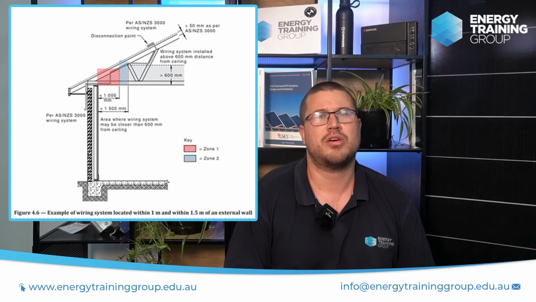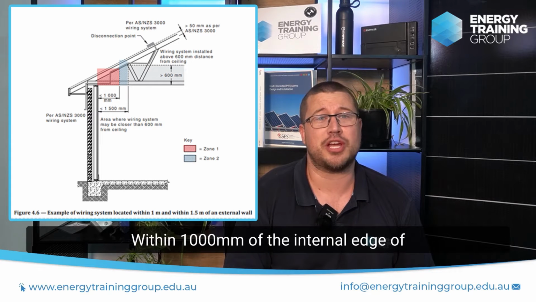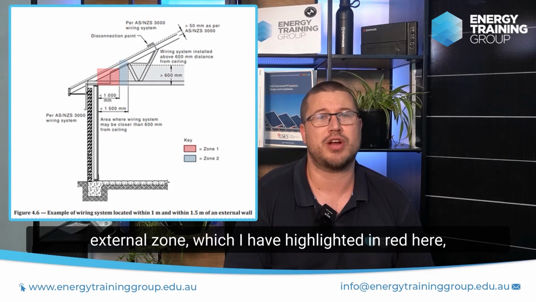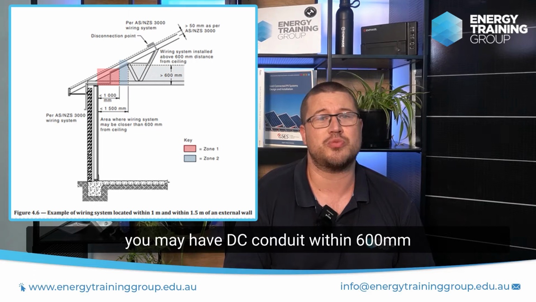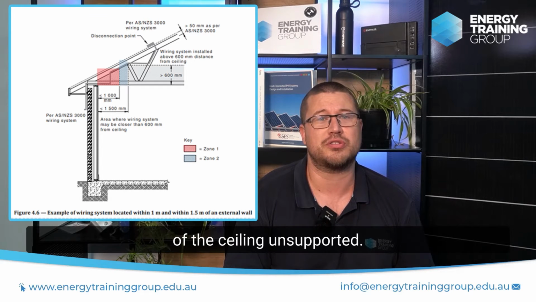Of course, you're thinking, but how can I come down a wall with my cabling if I need to stay 600mm from the ceiling? There are exceptions for when you are close to an external wall. Within 1000mm of the internal edge of an external wall, which I've highlighted in red here, you may have DC conduit within 600mm of the ceiling unsupported.